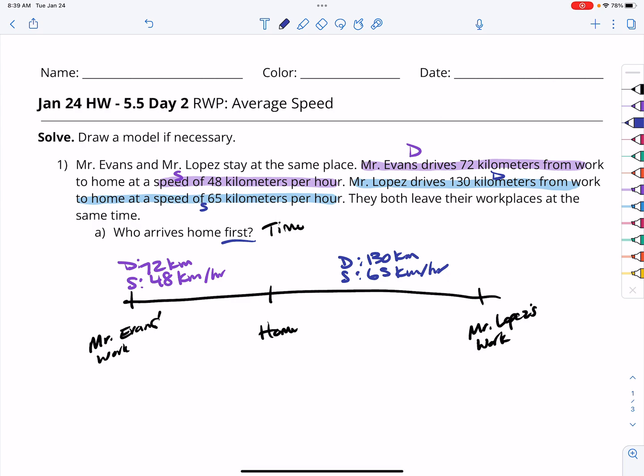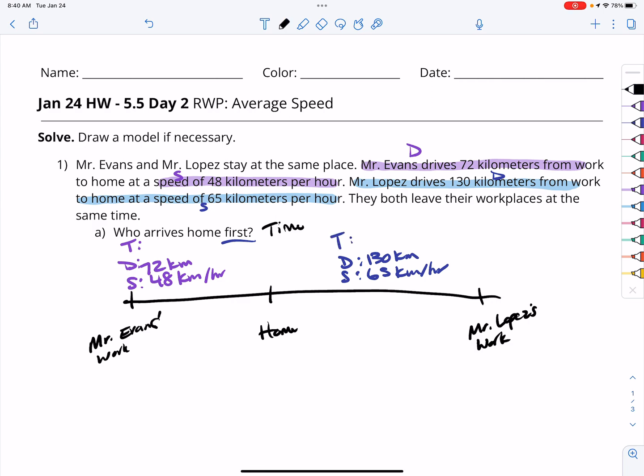So here, when we're looking at this, we can see that Mr. Evans might have a shorter commute, but he's driving at a slower speed. He's only driving 72 kilometers when Mr. Lopez is driving 130 at a faster speed. So we just have to see how much that speed and that distance is going to affect the time of their commute. Since we're looking for time and we want to know who arrives home first, we're going to want the smallest amount of time.